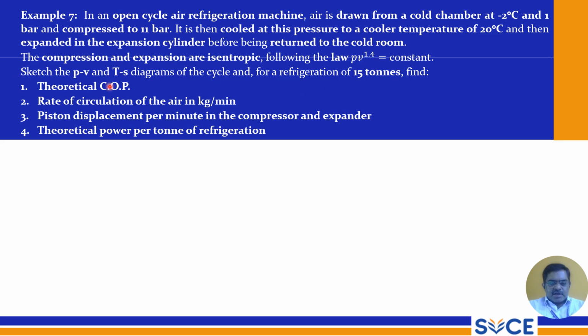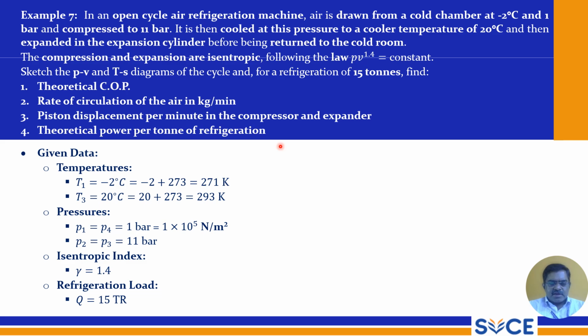So sketch PV diagrams as well, for refrigeration of 50 tons. Find the theoretical COP, rate of circulation of air in kg per minute, piston displacement per minute in the compressor and expander, and theoretical power per ton of refrigeration.